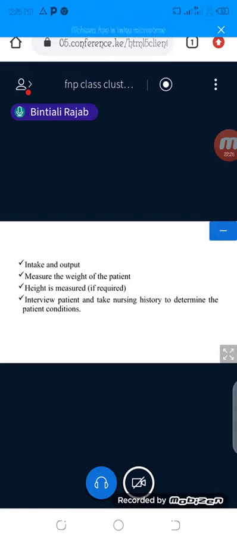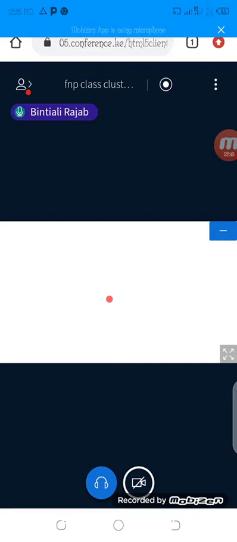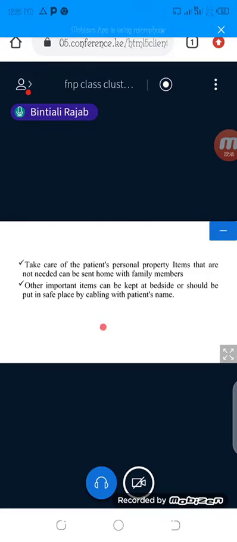And we have seen the reason why you do all this is so that you have a profile of the patient. This is the profile that you will use to monitor how the patient is doing. Is the patient improving or is the patient worsening? The patient's personal property items that are not needed can be sent home with family members.